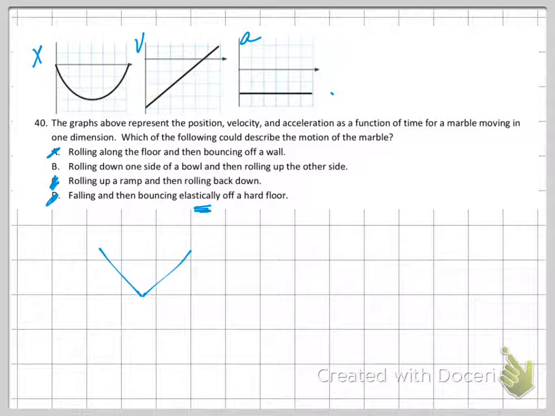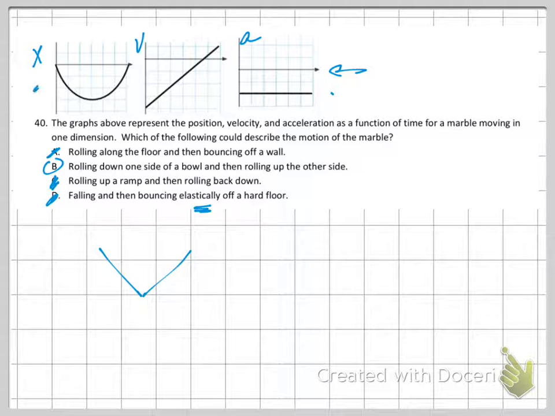So that leaves us with choice B as an answer. Let's see why that would work. If we roll down one side of a bowl and then roll up the other side, we are in a free fall situation with a constant acceleration, so the acceleration graph works.